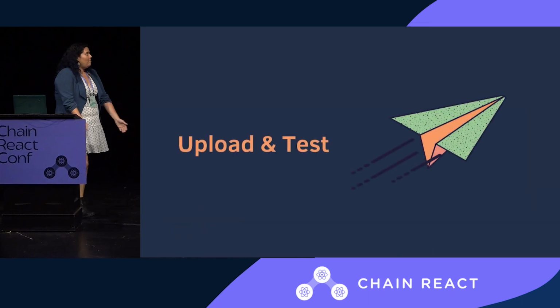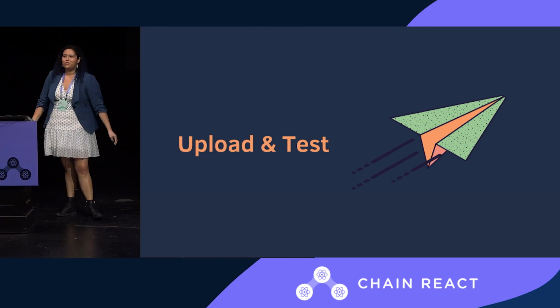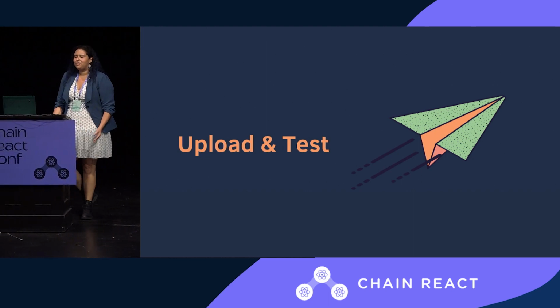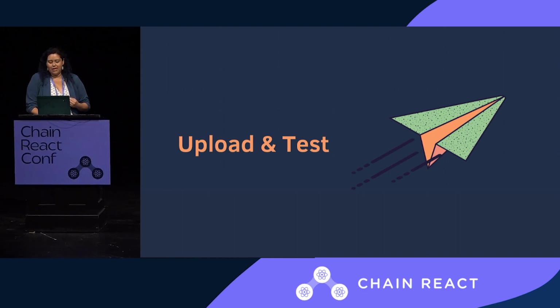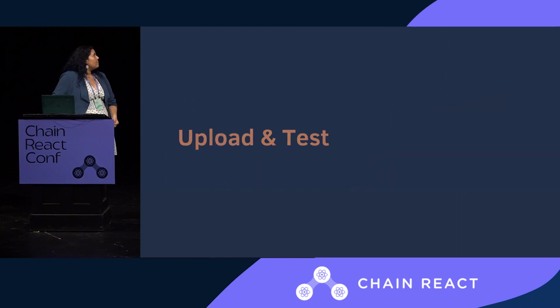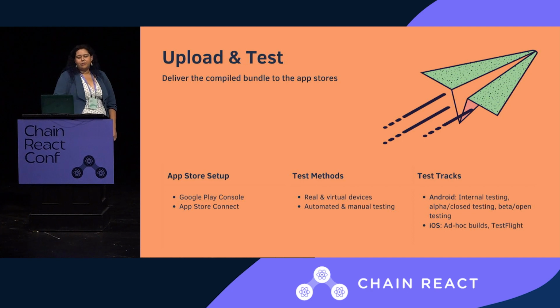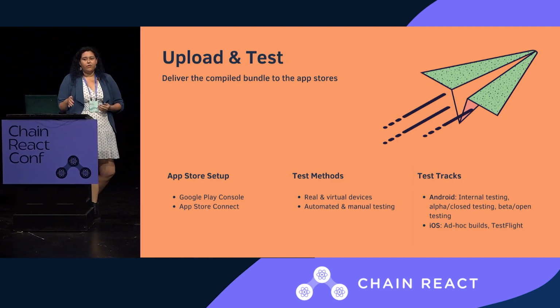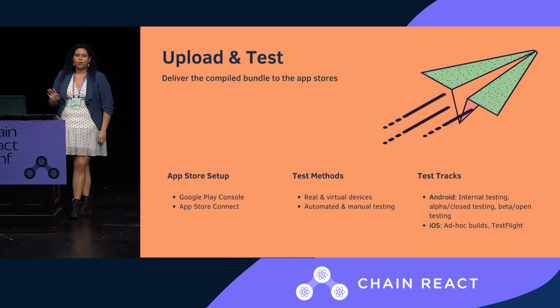All right, so we have a signed build. We've worked through all the errors in Xcode, with provisioning profiles not matching up with the right certificate because you accidentally created 3 certificates instead of 1, and you can't remember which one you need to use. But we got there, and now we're ready to upload and test our application. So again, this step is about delivering the compiled bundle to the app stores and then getting it in the hands of your testers. How many of you do automated QA for your mobile applications?